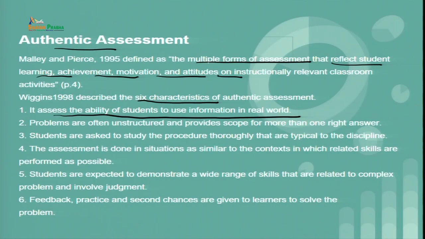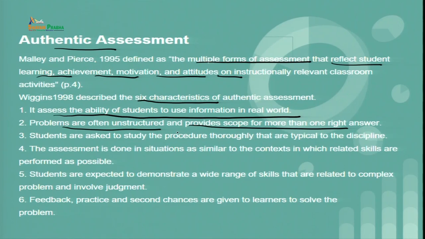Now, coming on to the second characteristic which Wiggins in 1998 gave, that problems are often unstructured and provide scope for more than one right answer. It happens that you give a question which has multiple correct answers. So, at that time, authentic assessment will help you because it doesn't give you a simple black and white board. Rather, it gives you the opportunity to look at the answers in so many ways. Multiple answers can be appropriate at the same time depending upon the social, political and economic factors influencing it. So, authentic assessment is basically a broader and a relevant classroom assessment which is getting quite successful in pedagogy.